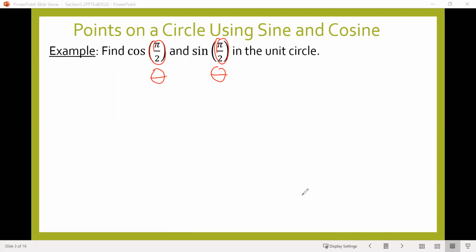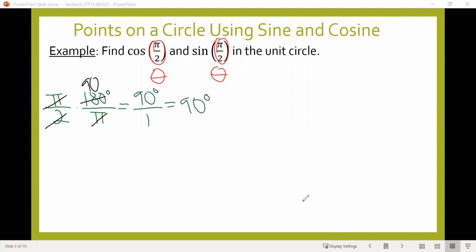We can also use our conversion factors for converting between radians and degrees to see, if we multiply this by 180 degrees over pi, cancel some things out here, we see that the angle pi over 2 is actually the same as 90 degrees. Okay, so we're dealing with a 90-degree angle here, but we're going to think of it in radians as pi over 2. And then we're also told we're dealing with something called the unit circle.